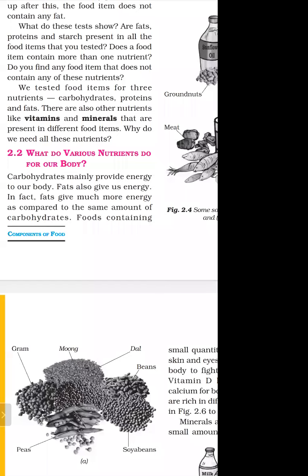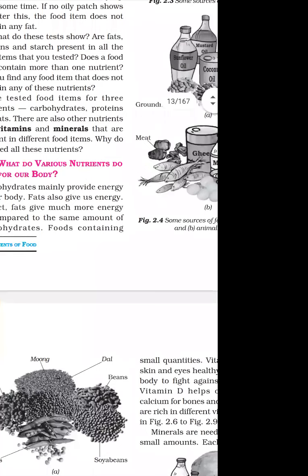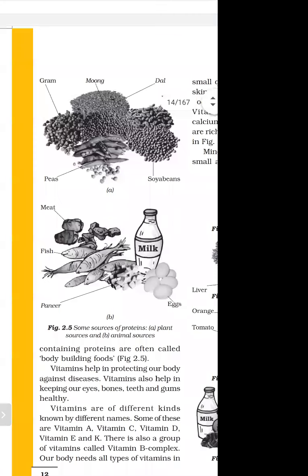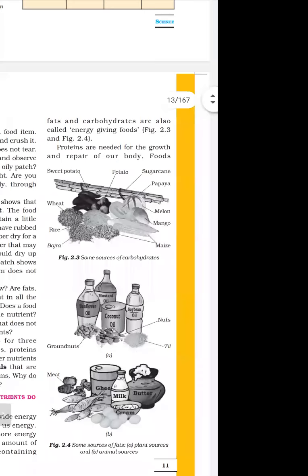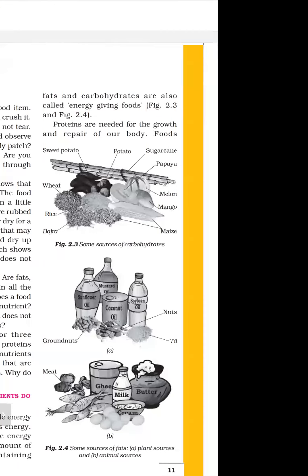First component is fats and carbohydrates. Fats and carbohydrates both give us energy. Next is protein. Proteins are needed for the growth and repair of body. Foods containing protein are called body building food. First component, as we studied, is carbohydrates and fats, and second is protein.